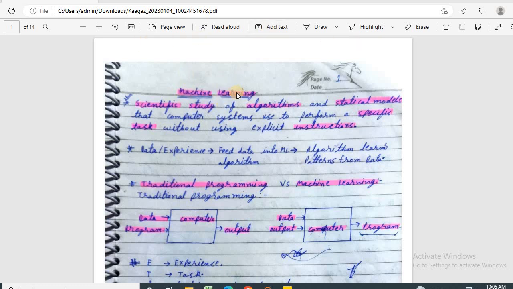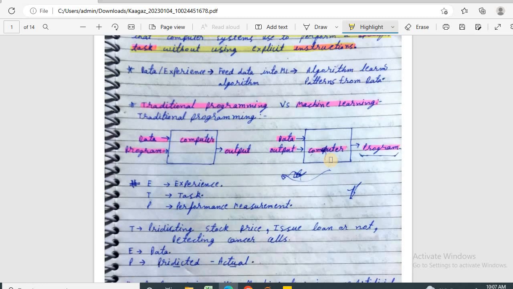So what is machine learning? Machine learning is the scientific study of algorithms and statistical models that computer systems use to perform a specific task without using explicit instructions. So what is machine learning? It is the scientific study of algorithms and statistical models that computer systems use to perform a specific task without using explicit instructions.